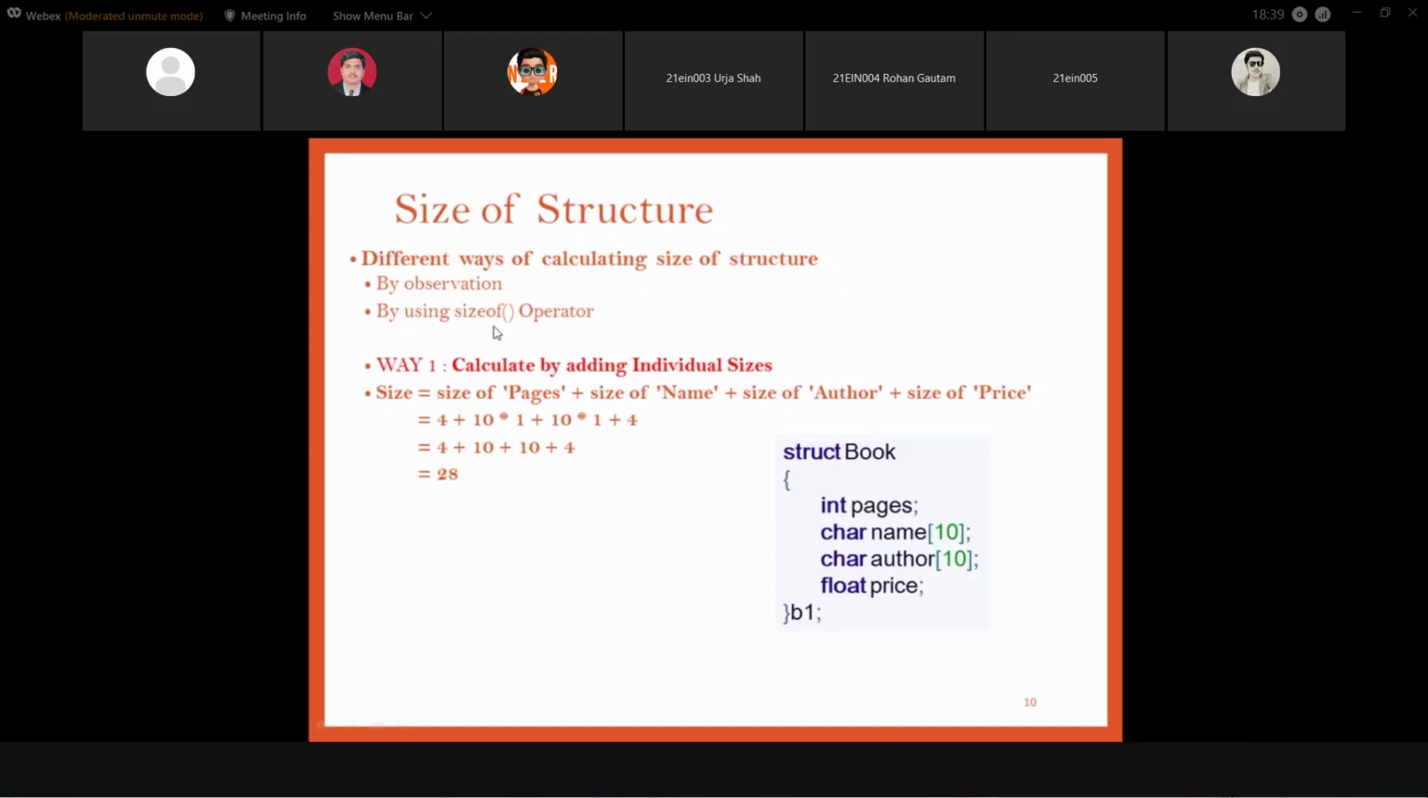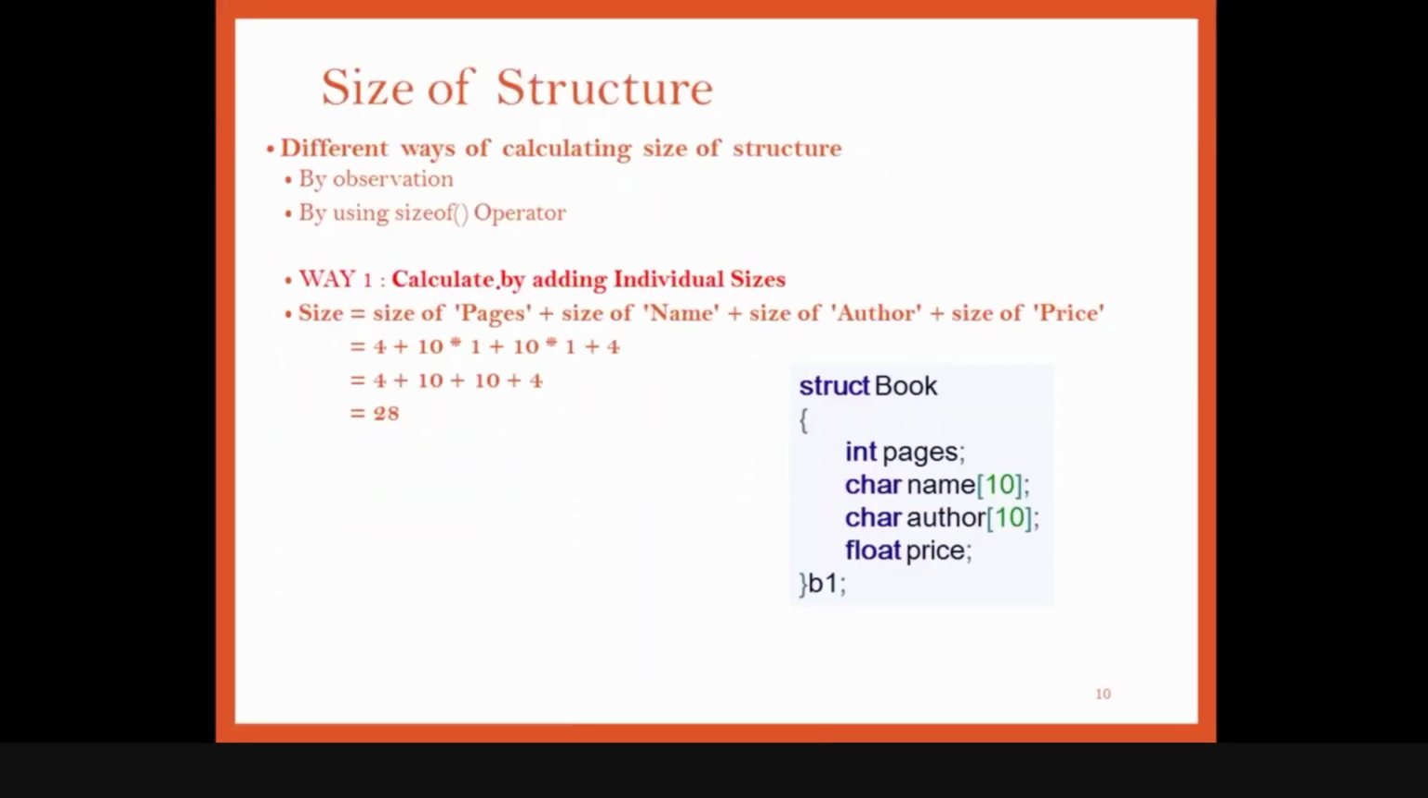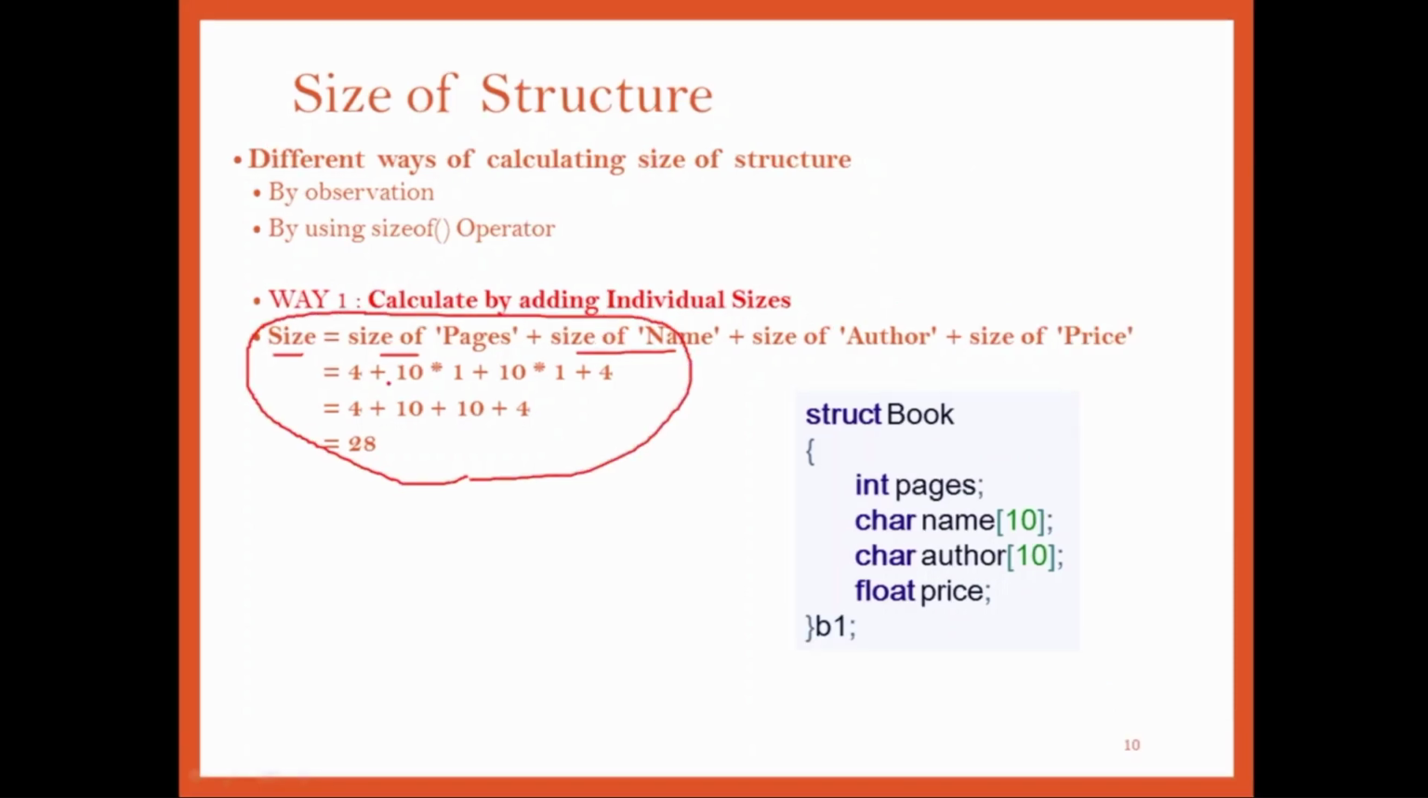By using the size of operator. So first way, we can calculate by adding the individual sizes. So here size equals size of pages plus size of name plus size of author, then size of price. Manually we have calculated like this. Suppose 4 plus 10 into 1 plus 10 into 1 plus 4, so 4 plus 10 plus 10 plus 4 means the final value is 28.